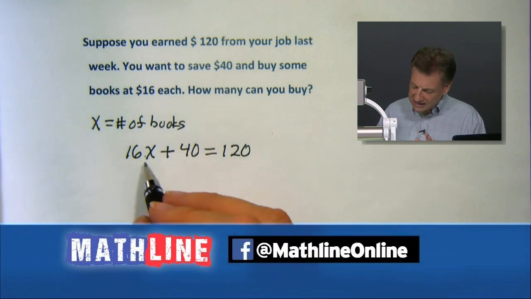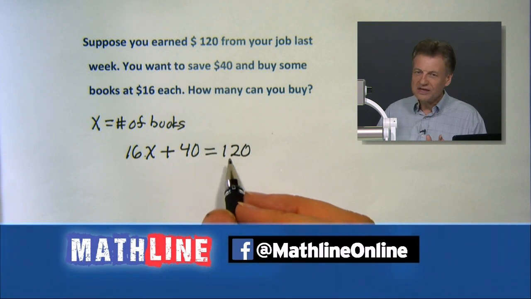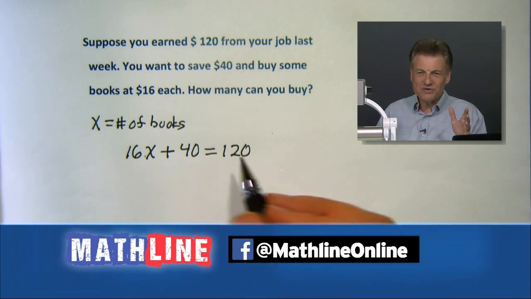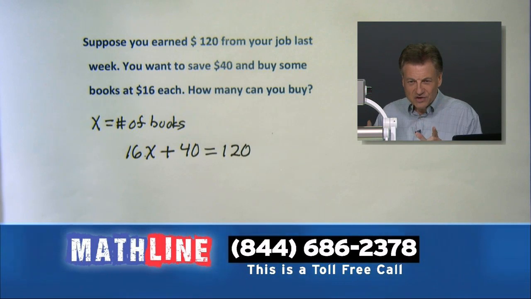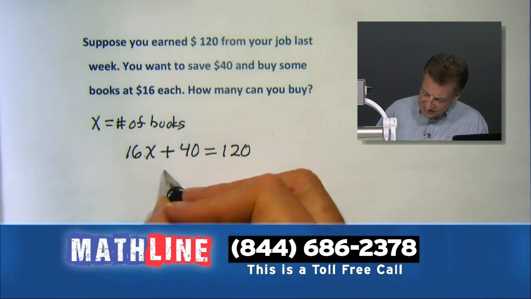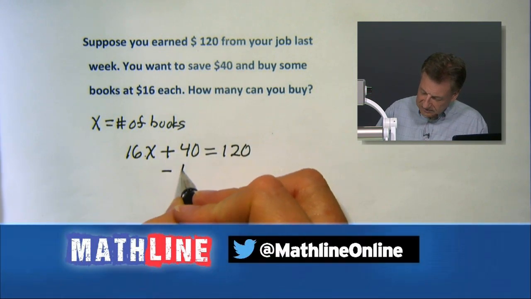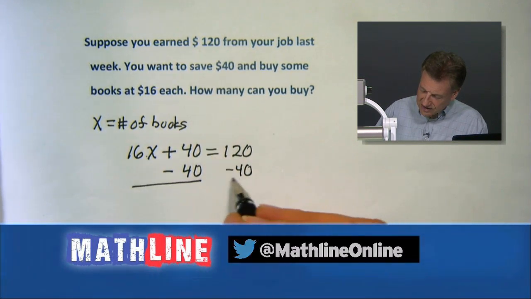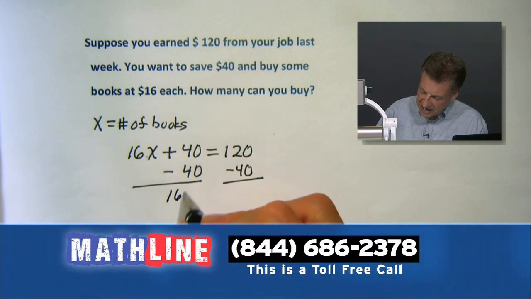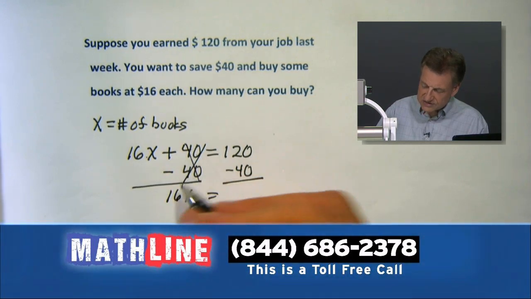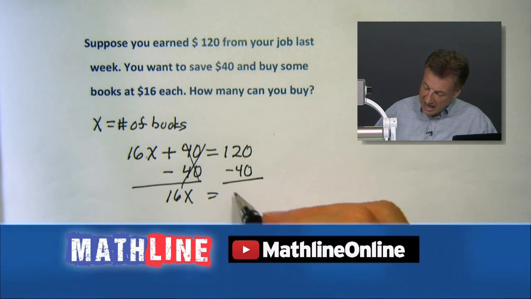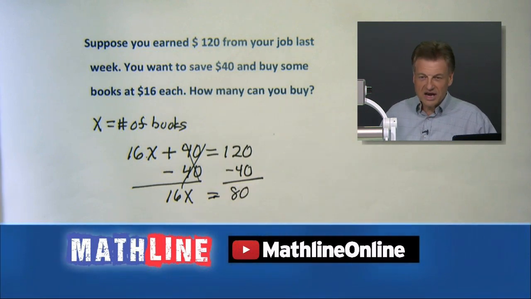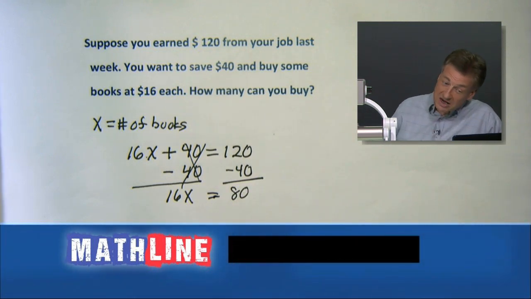Now, we may have exactly enough to get. If not, hey, they don't loan you money, right? So you've got to keep going with this. So let's see, minus 40, we're going to solve it just like we do some algebra, okay? And what do we got here? I got 16x, because remember those 40s, goodbye. And we've got 80 over there, because that's what happens when you take 120 minus 40.